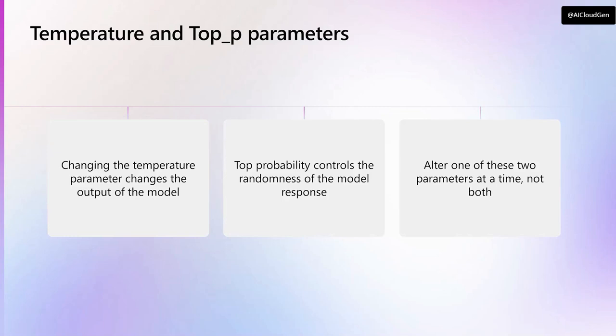It's the same thing with top probability. If you are using top probability, again, it will control the randomness of your responses. The key part to keep in mind is don't use both parameters at the same time. The general recommendation is, if you are using temperature, alter the temperature only, because otherwise you will confuse the model. Either alter the top probability or alter the temperature, but don't alter both at the same time in your chat interface. That is something to keep in mind.